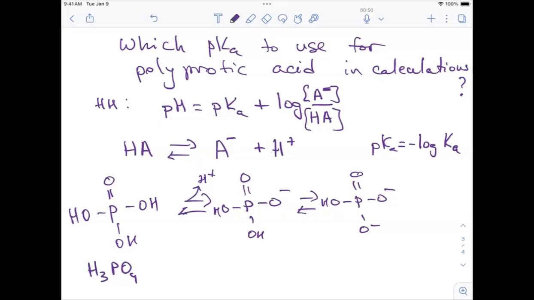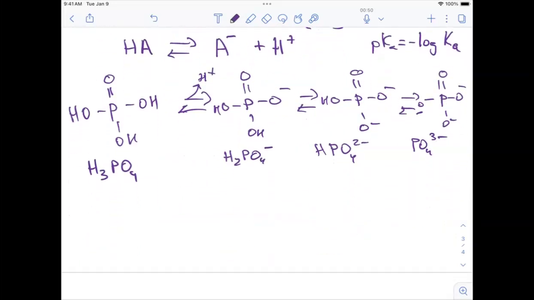If you remember, the negative charges can kind of move around this molecule through resonance. So we have one more pKa where it loses all of the protons, O minus, O minus. Okay, so this would be PO4 3 minus, HPO4 2 minus, dibasic, and then H2PO4 minus.